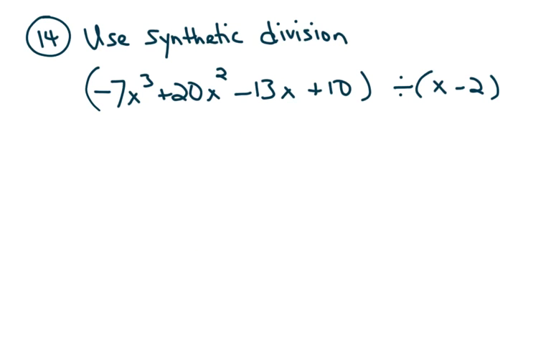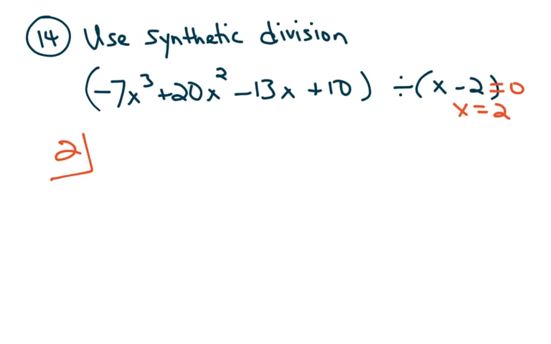Problem 14, use synthetic division to divide these two polynomials. Negative 7x cubed plus 20x squared minus 13x plus 10 divided by x minus 2. So first you have a little box over here, and to find out what number goes in that box, you set this equal to 0 and solve for x. Positive 2 goes in the box.